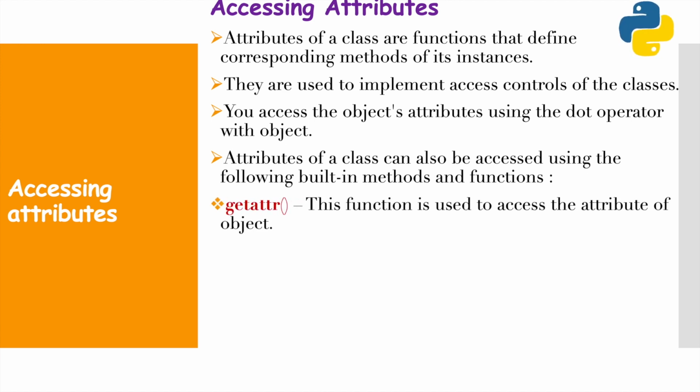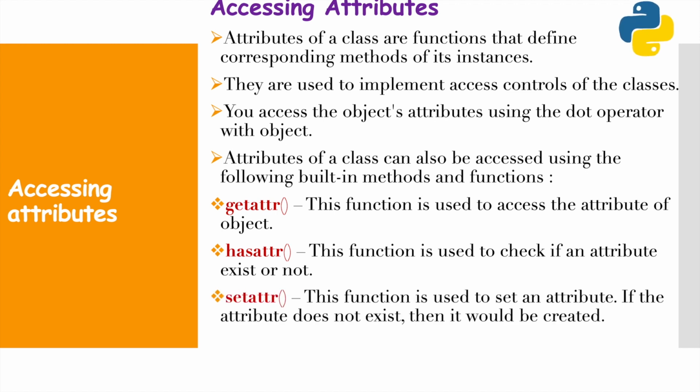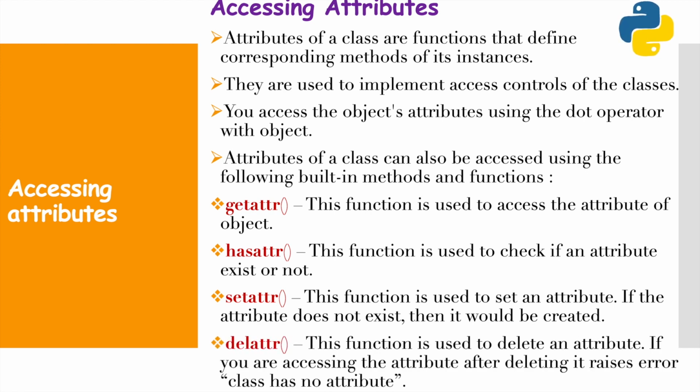So getattr, this function is used to access the attribute of an object. hasattr, this function is used to check if an attribute exists or not. And setattr, this function is used to set an attribute; if the attribute doesn't exist, then it will be created first. And delattr, this function is used to delete an attribute. If you're accessing the attribute after deleting it, then it is going to raise an error: class has no attribute.